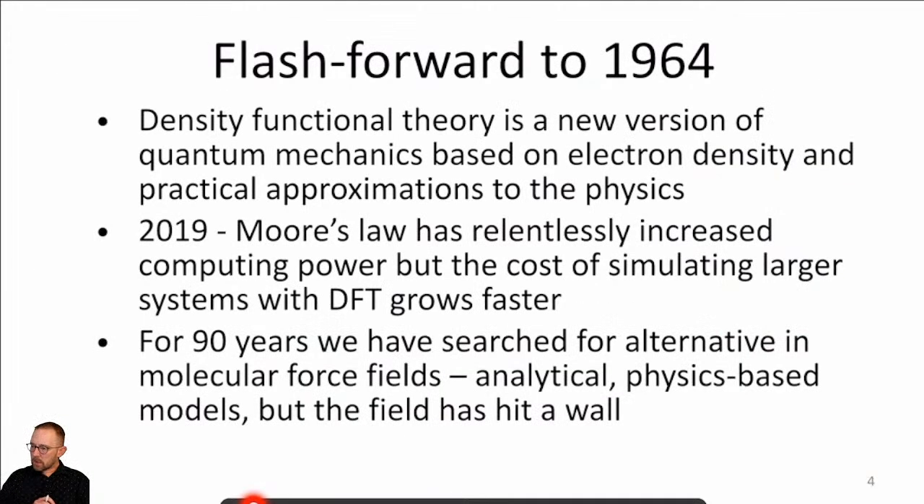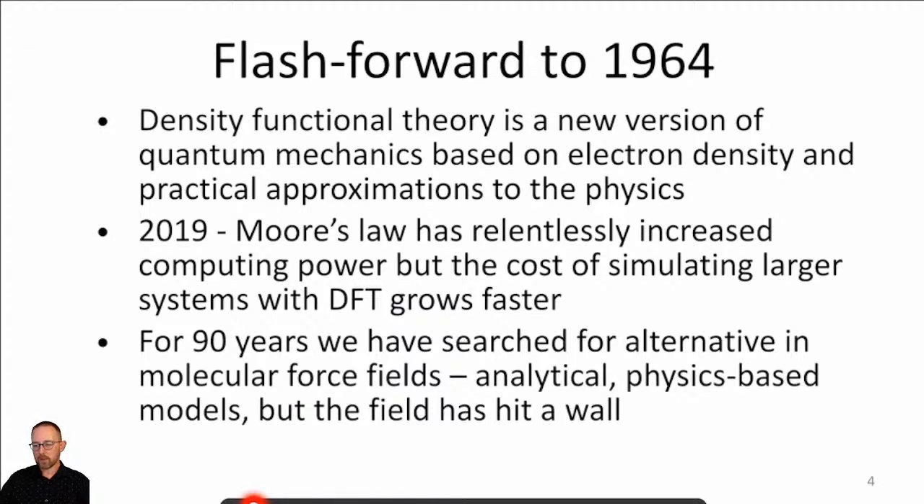Now, it took several decades more, till 1964, before we reformulated that quantum mechanical point of view into density functional theory. And this changed our point of view from looking at the interactions of every electron with every other electron to looking at the system as a function of electron density. So it drastically reduces the dimensionality of the problem, and that came with the cost, though, that we had to make quite a few practical approximations to the physics.